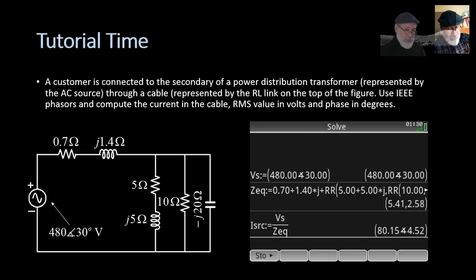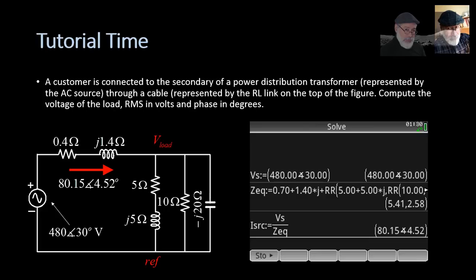What amps are those? Those amps are the RMS amperes flowing through the cable and into the load. RMS? How come? We're using RMS phasors for the voltage, so of course we're going to get RMS amps as well. 80 amps is what an AC ammeter would read if we were to set it up in the middle of that current. That is the first answer.